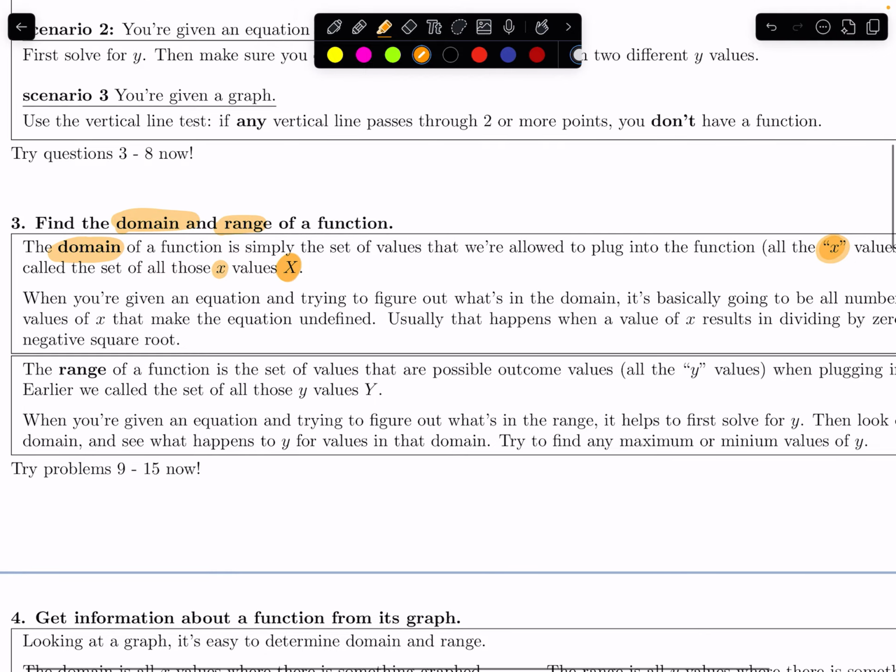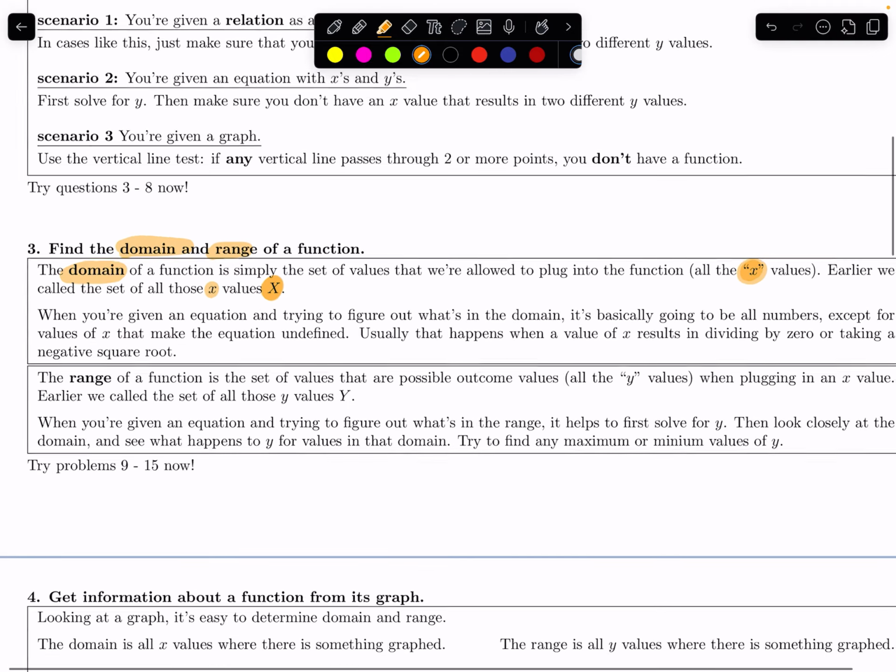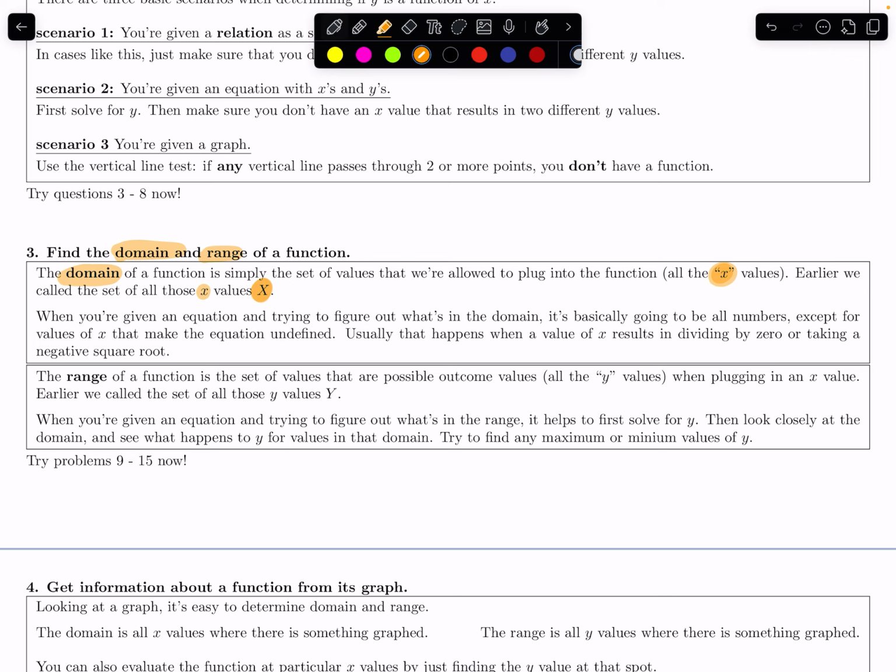When you're given an equation and trying to figure out what's in the domain, it's pretty much going to be all numbers. And if it's all numbers, we represent that in interval notation by saying you go all the way to negative infinity and all the way up to positive infinity. And since you can never actually reach infinity, we use the open brackets. Open brackets mean you don't include those endpoints, as opposed to closed brackets, which means you do.